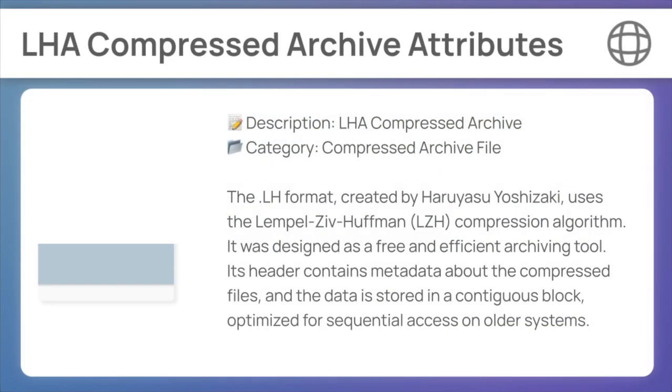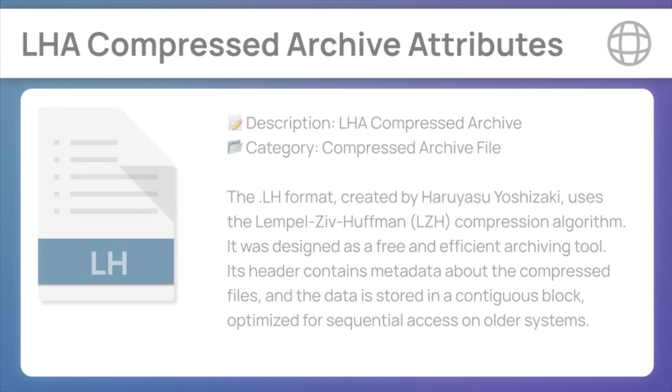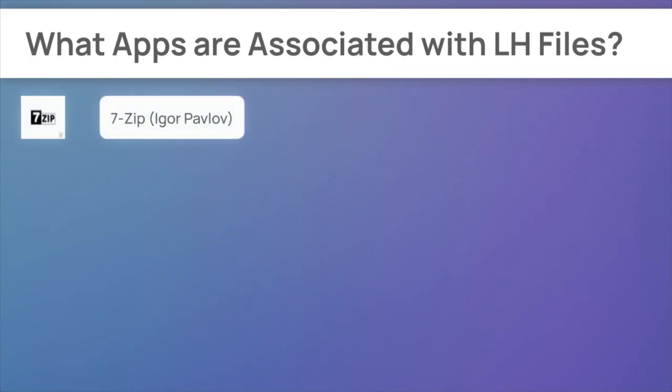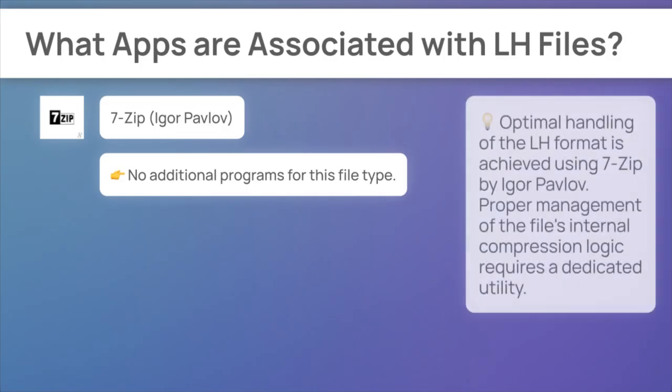The LH format, created by Haruyasu Yoshizaki, uses the Lempel-Ziv-Huffman (LZH) compression algorithm. It was designed as a free and efficient archiving tool. Its header contains metadata about the compressed files, and the data is stored in a contiguous block, optimized for sequential access on older systems. Generally, LH files are associated with 7-zip developed by Igor Pavlov. Proper management of the file's internal compression logic requires a dedicated utility.